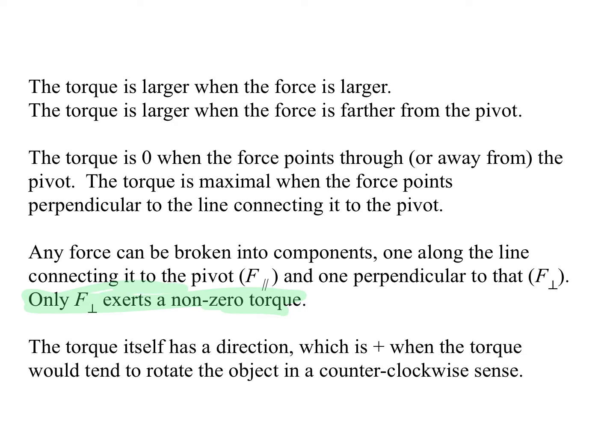The torque itself has a direction, which we'll take as positive when the torque tends to rotate the object in a counterclockwise sense. In other words, in the same way as increasing angle. If the torque tends to increase the angle, then we'll call it positive. And we'll call it negative the other way, or clockwise.